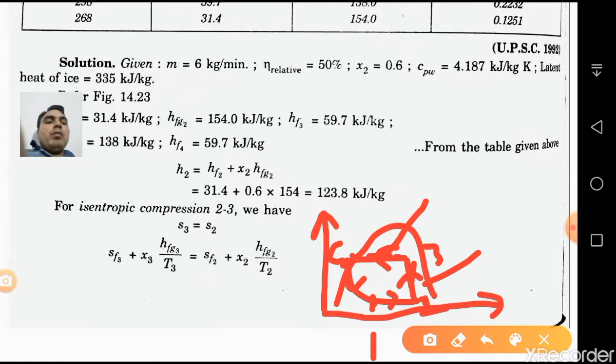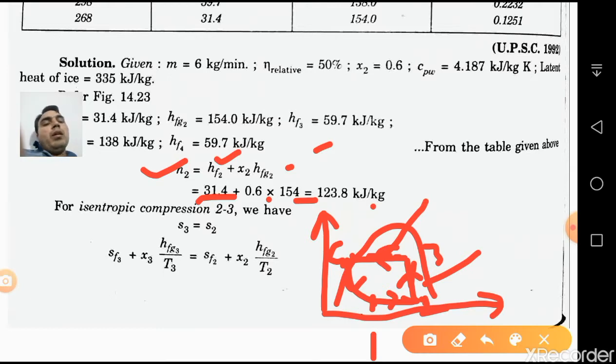So first of all we have to find the value of the enthalpy at point 2. We need the liquid enthalpy and the latent heat, and at point 2 the dryness fraction x2, which is already given in the question. So we put in the values of hf2, the dryness fraction and the latent heat, and we get 123.8 kilojoule per kg, the enthalpy at point 2.